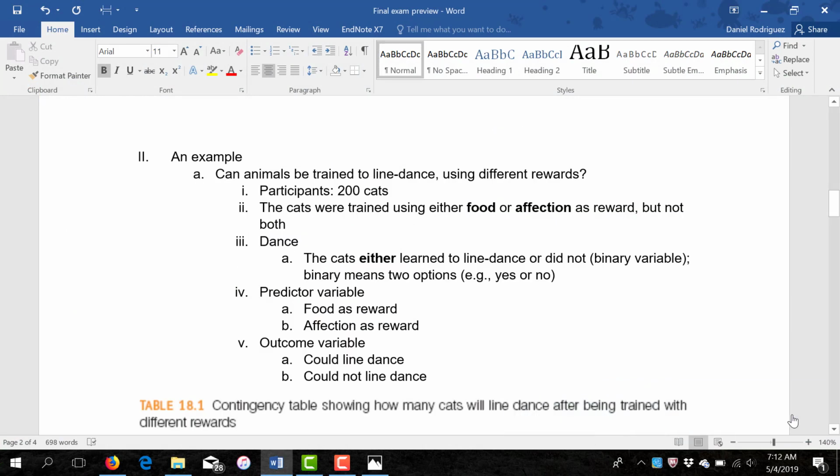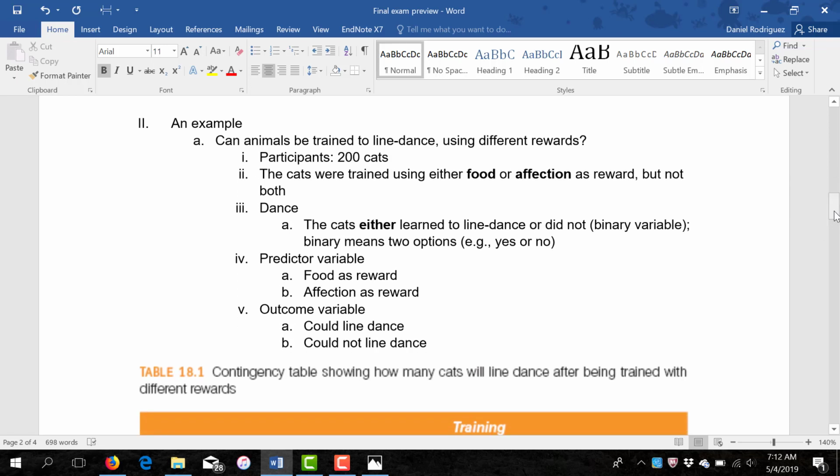And we're going to use one of my favorite examples from a textbook that I use in teaching stats. The question is, can animals be trained to line dance? This comes from Andy Field's textbook on statistics. If you're not familiar with it, you should read it. He's awesome. Participants were 200 cats, and we want to know if they can line dance if we use different types of rewards. The cats were trained using either food or affection as reward, but not both.